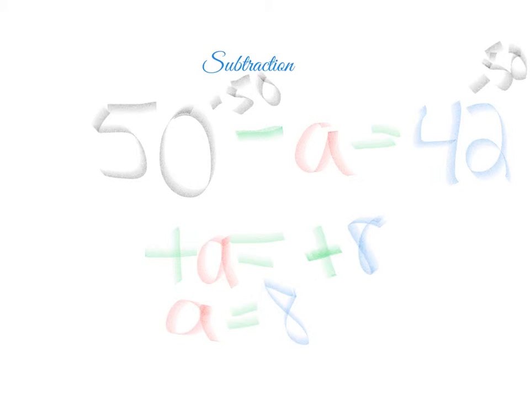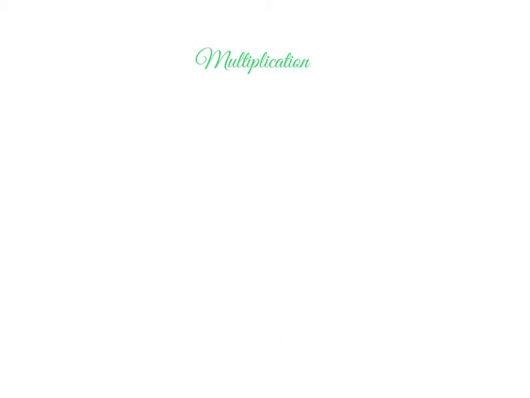Now for multiplication. Okay, for this one, we are going to do something a little more simple. So we start with 18 times A again equals, let's do 90.